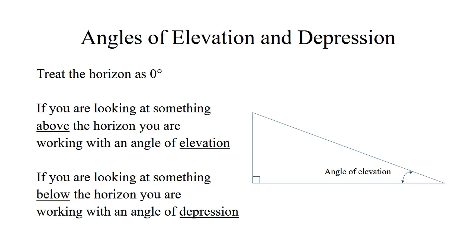With angles of depression, you are looking below the horizon. So here our horizon line is here. Pretend you're standing at the top of a cliff looking down at something. You then have an angle of depression. With angles of depression, it's important to remember that your working right-angled triangle is down here, so you'll need to work out your theta from your angle of depression.